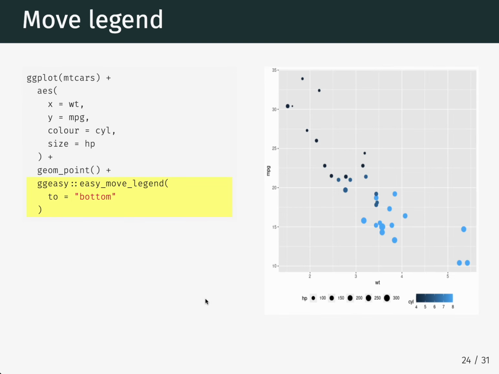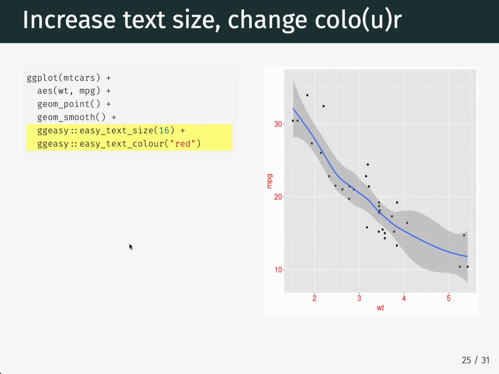One common use case that is often Googled is to move the legend to the bottom. So we create a nice natural language way to do that. Also, if I wanted to set the text size to 16 and set the text color to red, we have easy functions to do that. If you're not a fan of this spelling, we also have this one. And if you only wanted to set a particular element, you can set it specifically.